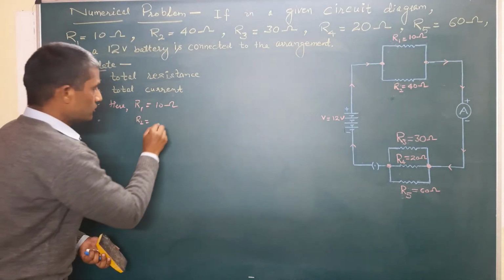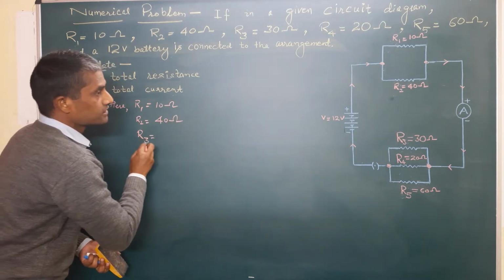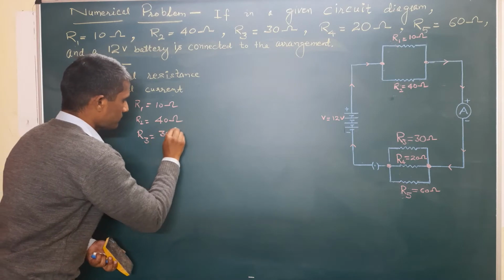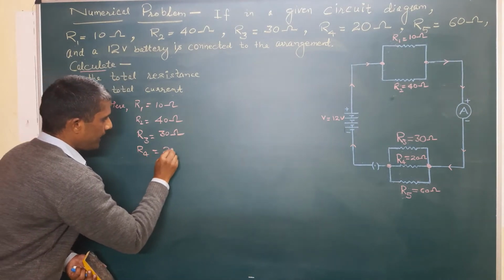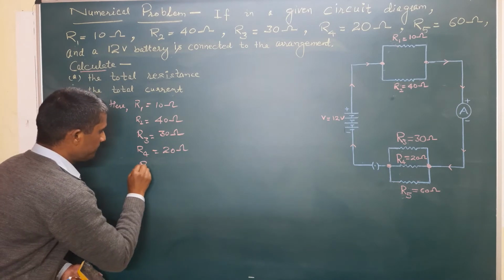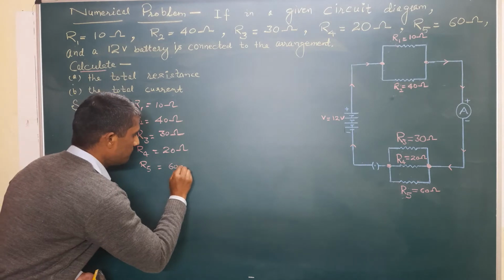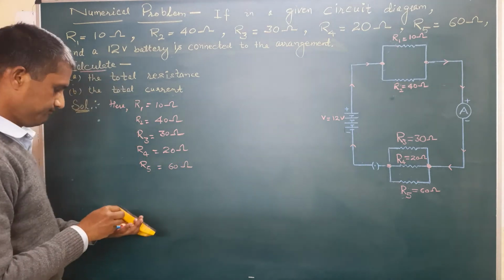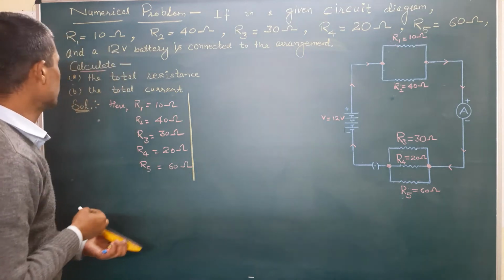R2 is equal to 40 ohm. R3 is equal to 30 ohm, R4 is equal to 20 ohm, and R5 is equal to 60 ohm. So this is what we have got.